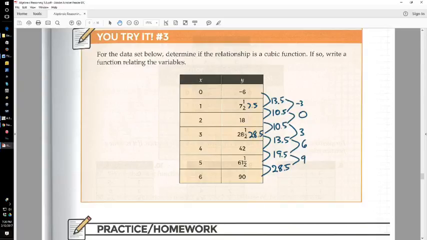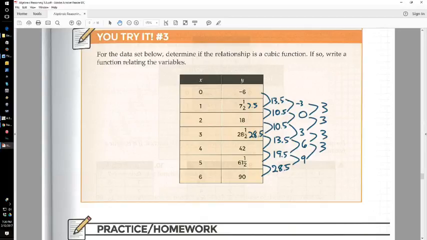Your third difference. 0 minus negative 3 is 3. 3 minus 0 is 3. 6 minus 3 is 3. 9 minus 6 is 3. So your third difference is the same. So yes, this is a cubic function. So let's write the equation.